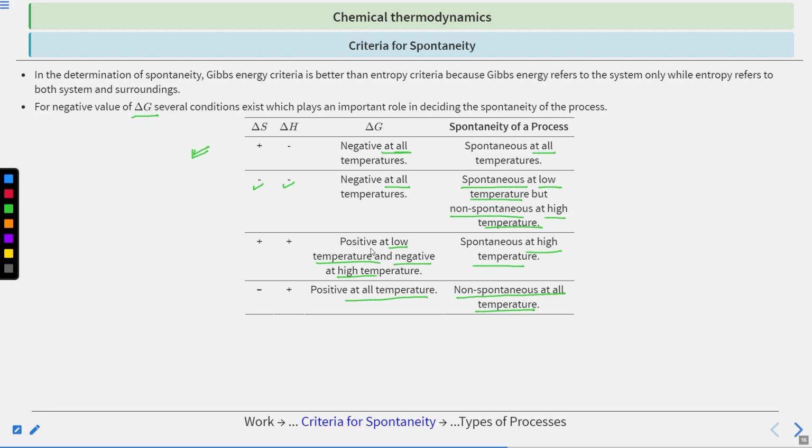Then delta G will be positive at all temperatures, and the process will be non-spontaneous at all temperatures, because delta G is delta H minus T delta S, right? So minus T delta S, and minus delta S will become positive, and delta G will become positive. So it will be positive at all temperatures, and the process will be non-spontaneous at all temperatures.